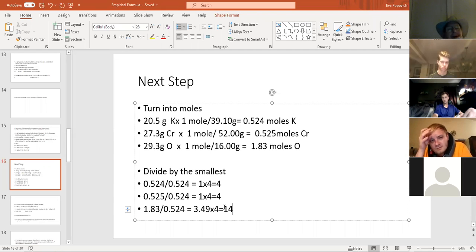2. Remember, the empirical formula is the smallest whole number ratio. So yes, 4 to 4 to 14 works, but that's not going to give you the empirical formula. The empirical formula is the smallest ratio, which is 2 to 2 to 7. There we go. Understood. Thank you.